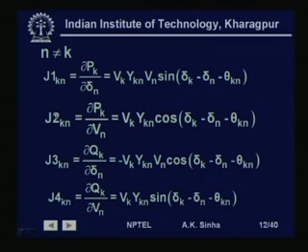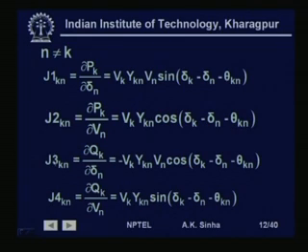Similarly, for J2, the off-diagonal terms can be computed as J2 kn is equal to del Pk by del Vn, and this will be equal to Vk into Ykn into cos of delta k minus delta n minus theta kn.